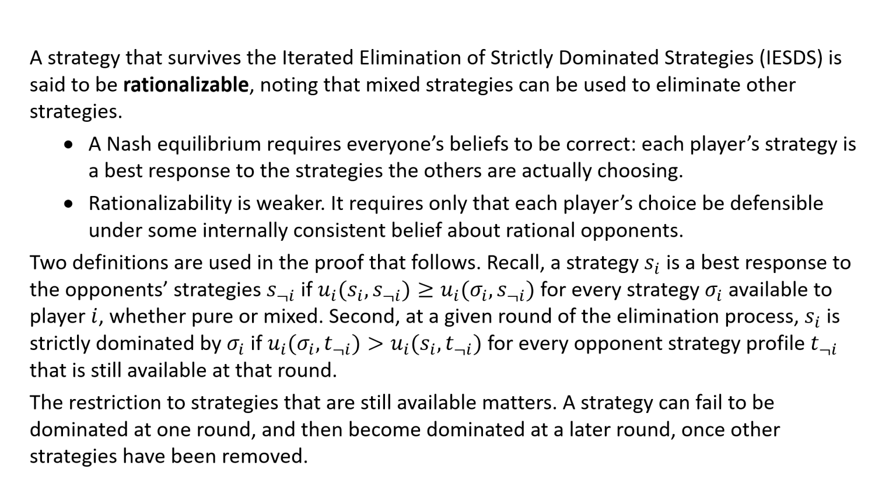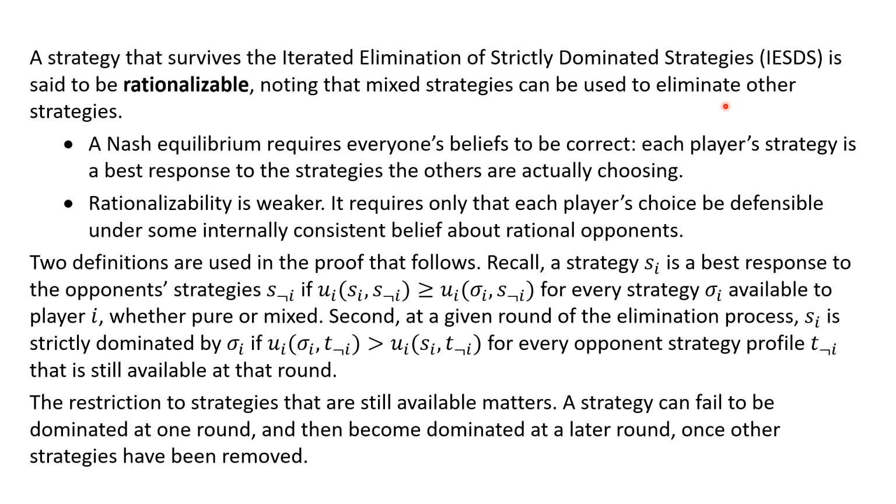On this and the next few slides, I want to talk about a weaker condition than the Nash equilibrium. It's called rationalizable, and I have a definition of it up here. A strategy that survives the iterated elimination of strictly dominated strategies, which we talked about in the previous lesson and abbreviated as IESDS, is said to be rationalizable, noting that mixed strategies can be used to eliminate other strategies. Okay, so if you can survive this IESDS, the strategy is said to be rationalizable.